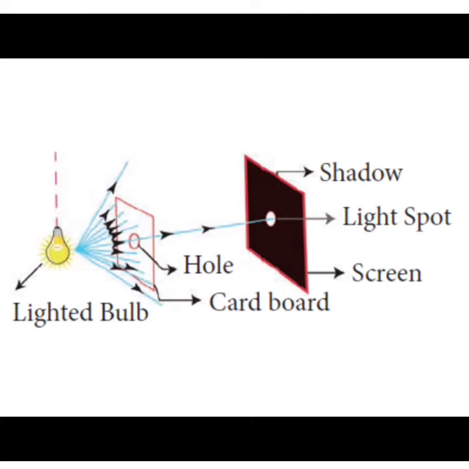Let us learn with an activity. For this activity, we used a light bulb, a cardboard and a screen. Now, a lighted bulb is placed in front of a rectangular cardboard, and the cardboard has a hole at the center.